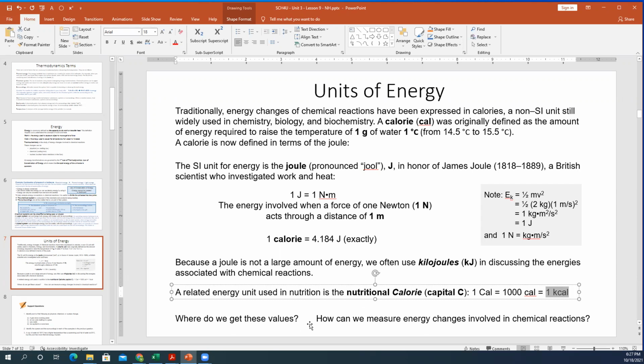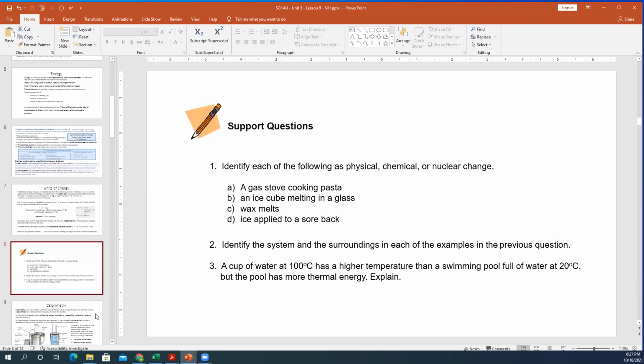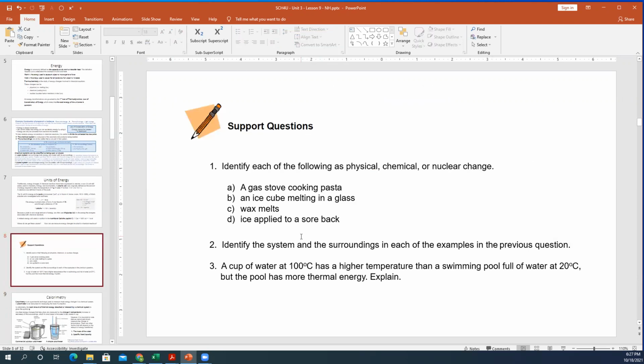So where do we get these values? How do we know how many calories, how many joules, how many units? How can we measure these energy changes that are involved in these chemical reactions? How do we know what they are? Well, before we get to that, there's a few support questions for you to test your understanding of the material so far. I really urge you to try and answer all of these. It'll really help you out.